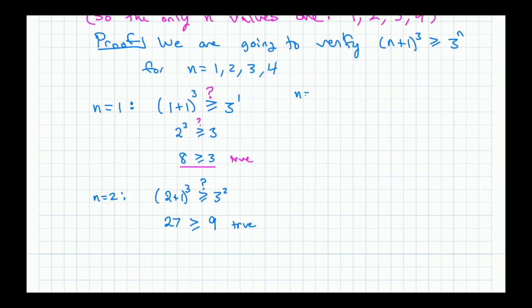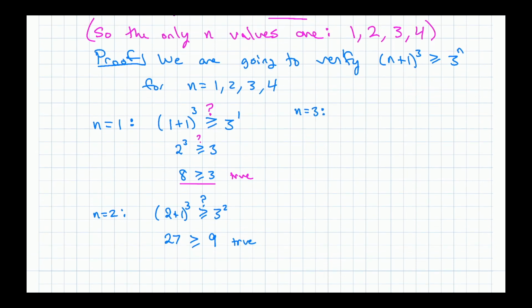Check n equals 2. So we just did that. n equals 3. 3 plus 1 to the 3 greater than or equal to 3 to the 3? Question mark. So what do we have? We have 4 to the 3, which is, I believe, 64, greater than or equal to 3 to the 3, which is 27. Yep, that's true.